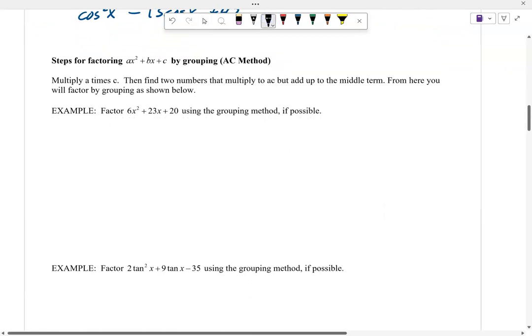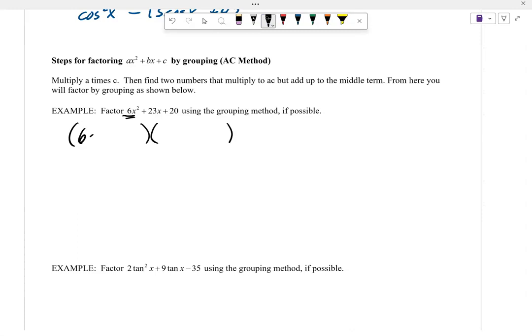Again, I like to backwards FOIL on these. So now we've got a 6x squared as our first term. So I'm either going to try 6x and 1x, or I'm going to try 3x and 2x. And I'm going to go with a 3x, 2x first. And then I'm going to look for factors of 20.